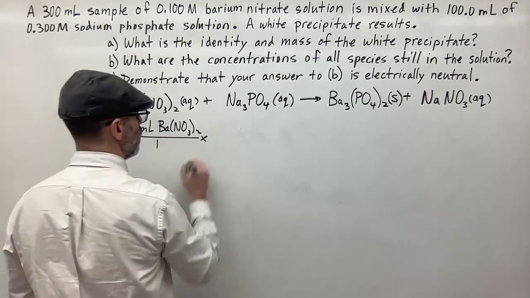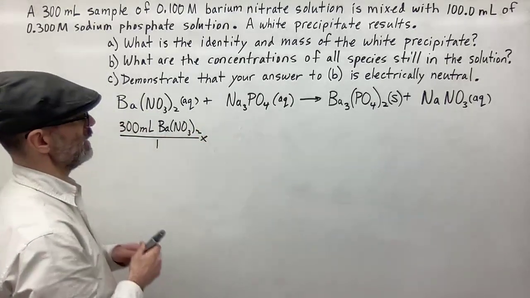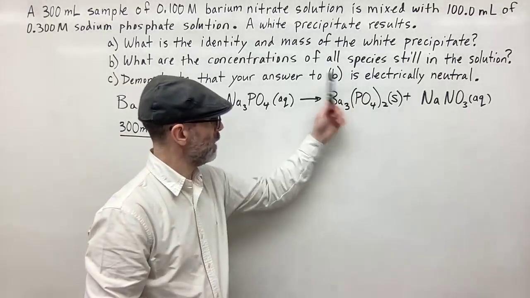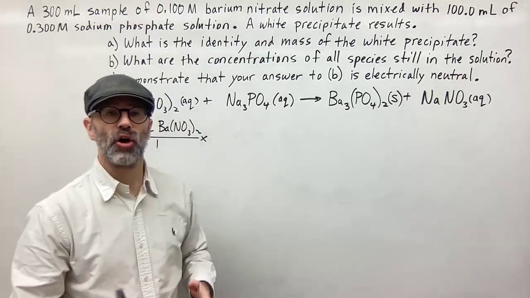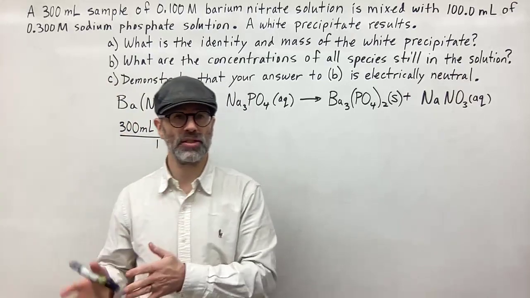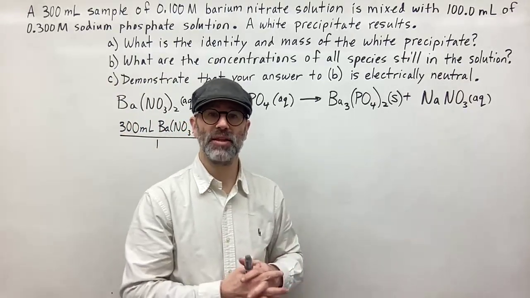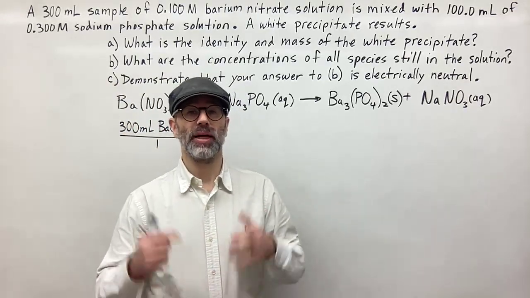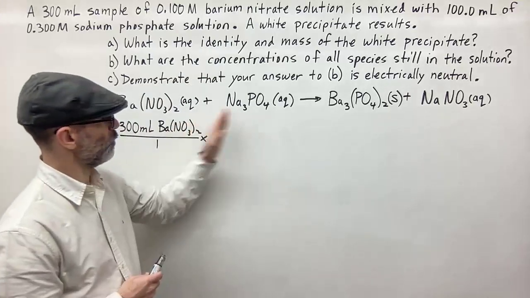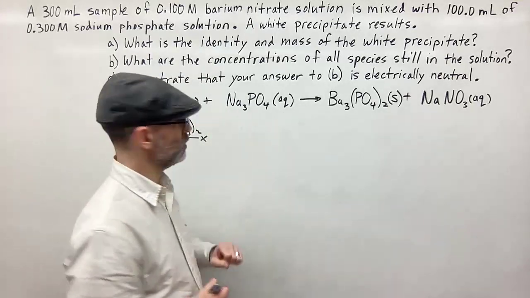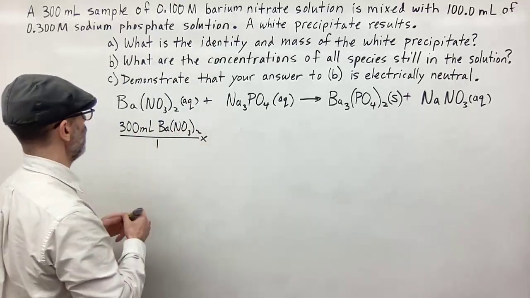And I'm going to start to convert. So I need to get to barium phosphate. Anytime you are going from one substance to another, you have to use the mole ratio. In this case, we're going to get the mole ratio from our balanced equation, and so we need to make sure this is balanced.